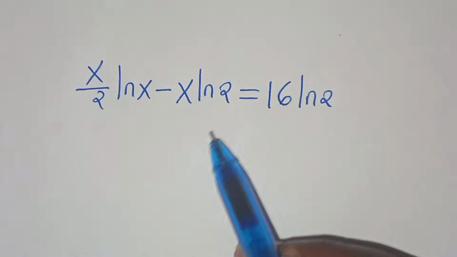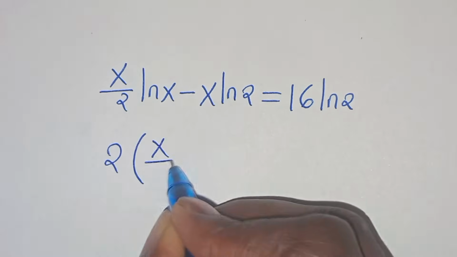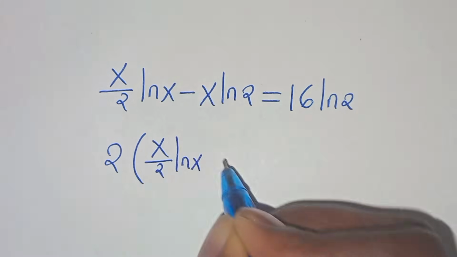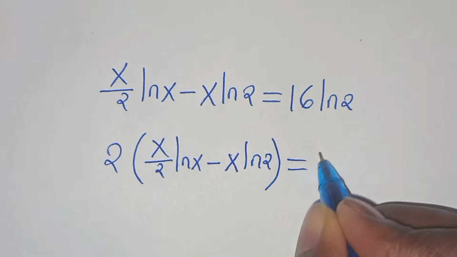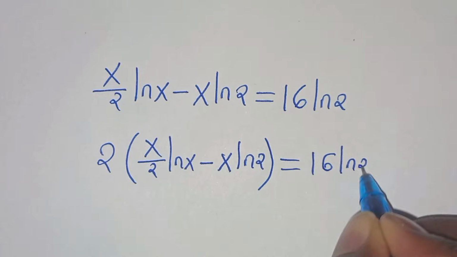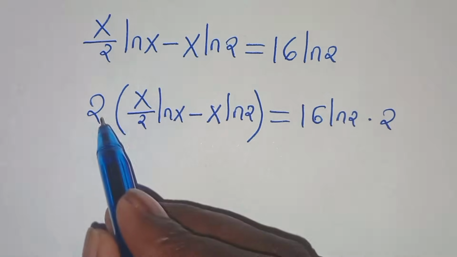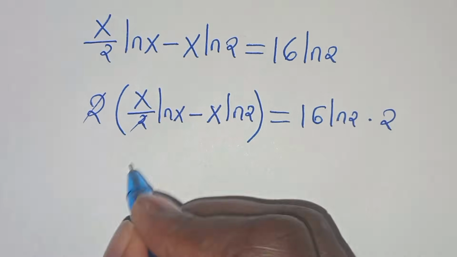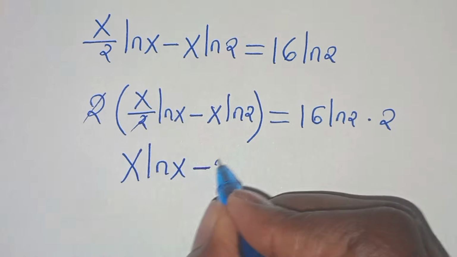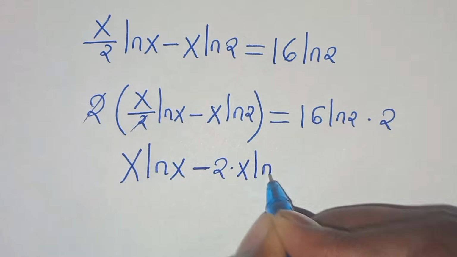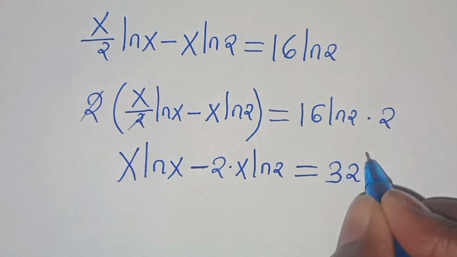Now the next step is to multiply both sides by 2 so that we have 2 into the parentheses. This is x over 2 ln of x minus x ln of 2. Close the parentheses. This is equal to 16 ln of 2 multiplied by 2. So this means that here 2 and 2 simplifies so that we have x ln of x, then minus 2 times x ln of 2. This is equal to 16 times 2, this is 32 ln of 2.